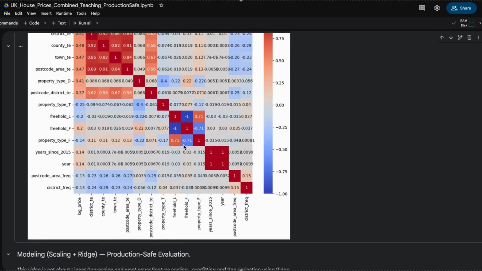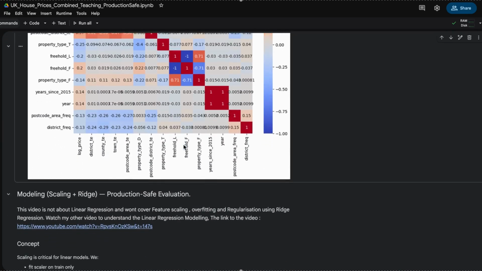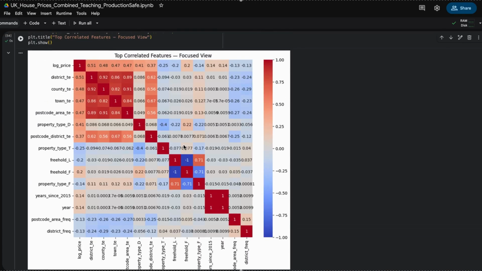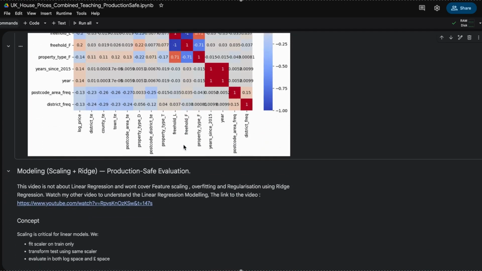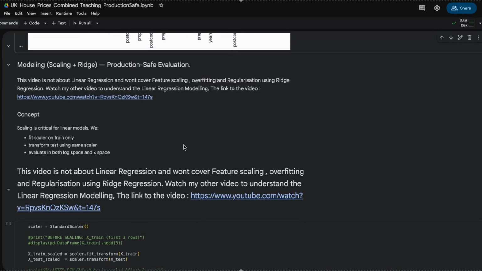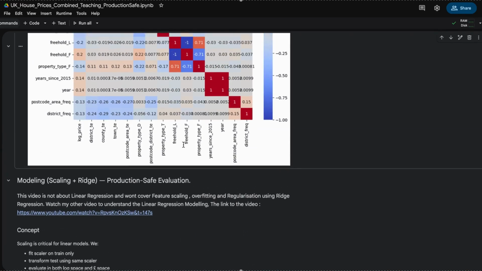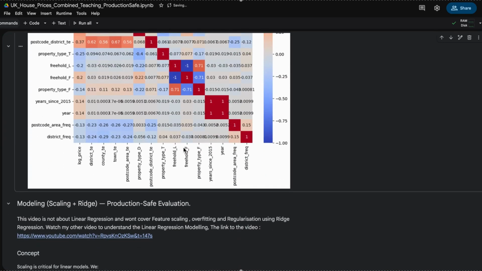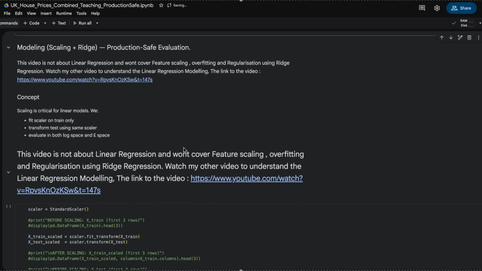From this analysis, we learn location-based target encodings carry strong signal. Time trend is significant. Some engineered features are redundant. Regularization is justified. The feature engineering decisions we made earlier are validated by this correlation structure. We've cleaned the data. We've engineered features. We've built a production-safe train-test split. Now, we finally train a model.